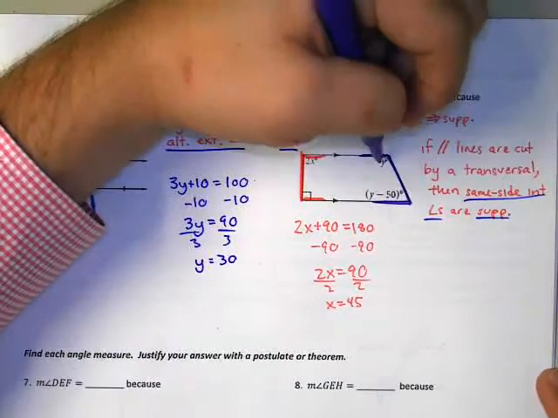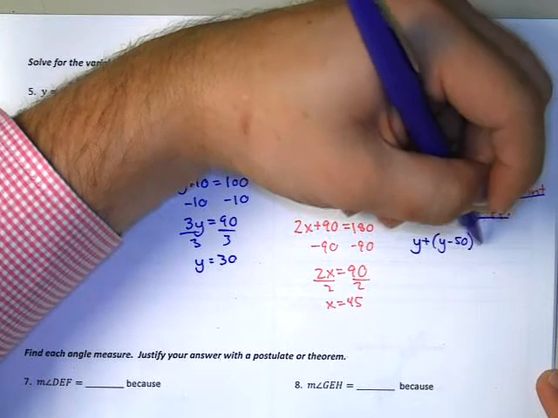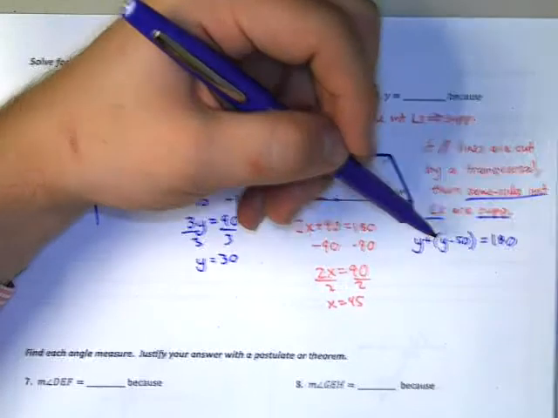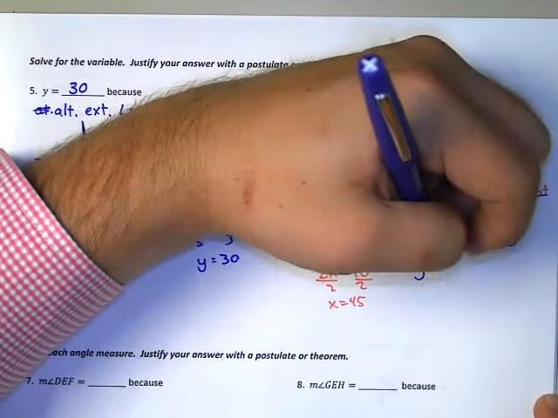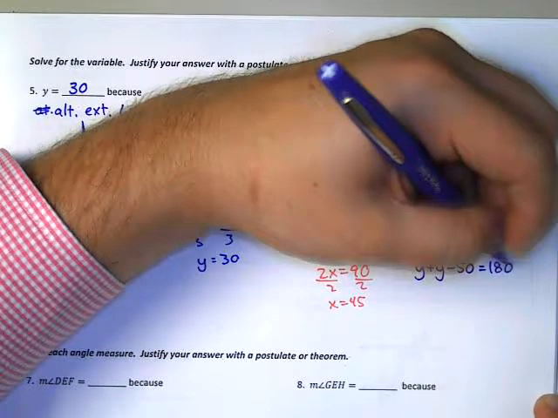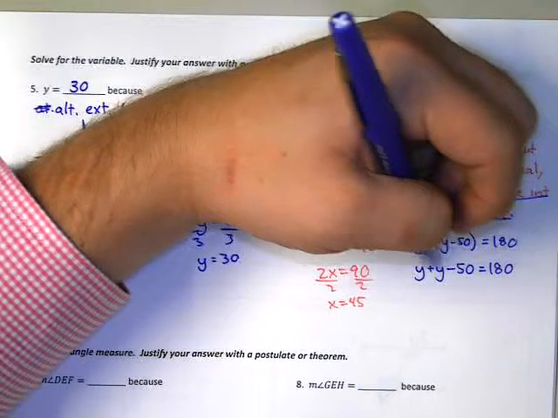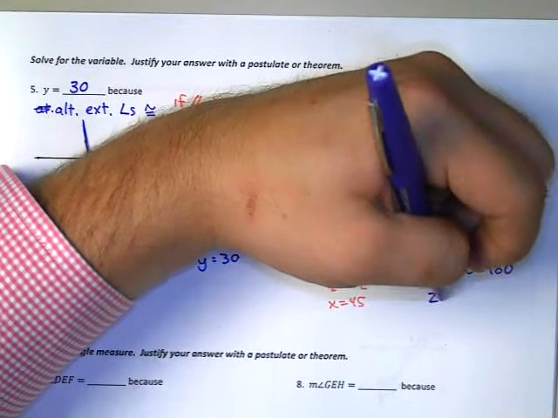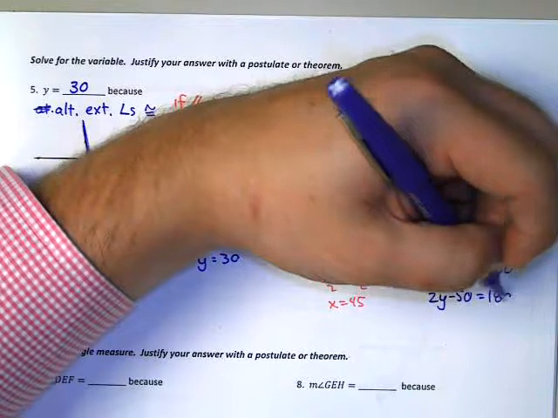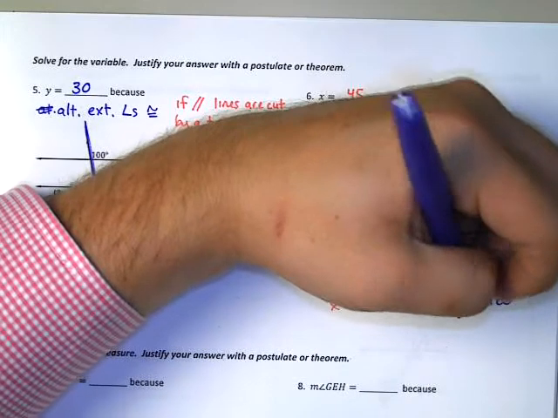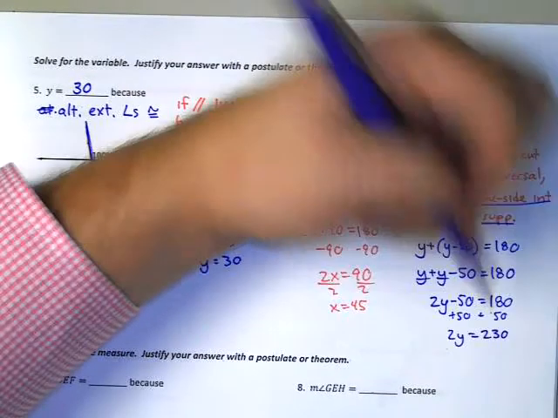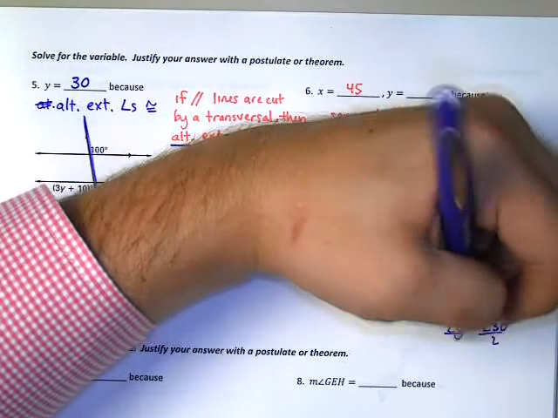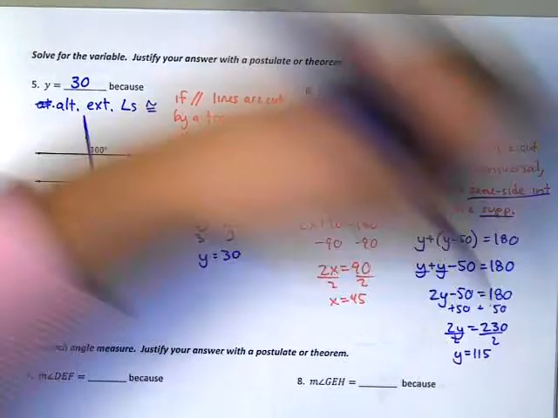So I would say one angle, y, plus my other angle, y minus 50, equals 180. Now just be careful, there's nothing to multiply the y minus 50 by, so we're just going to rewrite this. And now we can combine like terms, right? I have two y's, so 2y minus 50 equals 180. Or I can add 50 to both sides, so 2y equals 230. And then lastly, I would divide by 2, y equals 115.